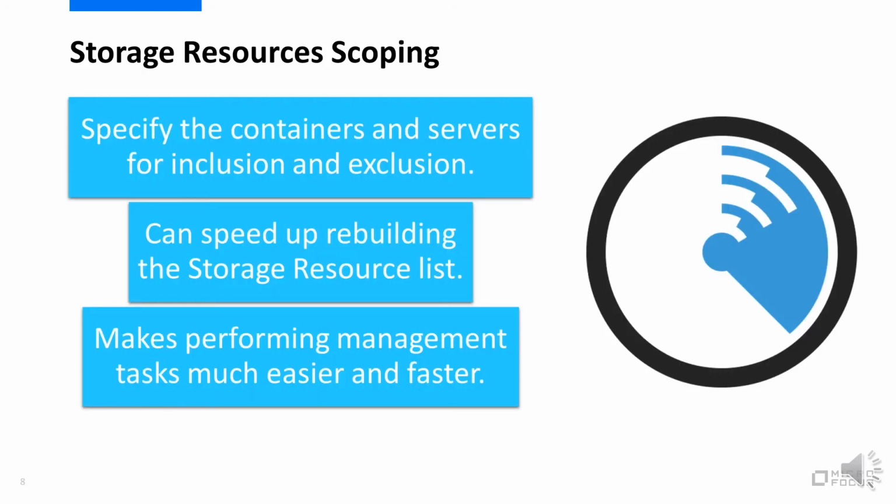Scoping lets you specify the scope within Active Directory and the network file system of the containers and servers to include and exclude for display and rebuilding in the storage resource list of the management interface. This can make performing management tasks much easier and much faster.